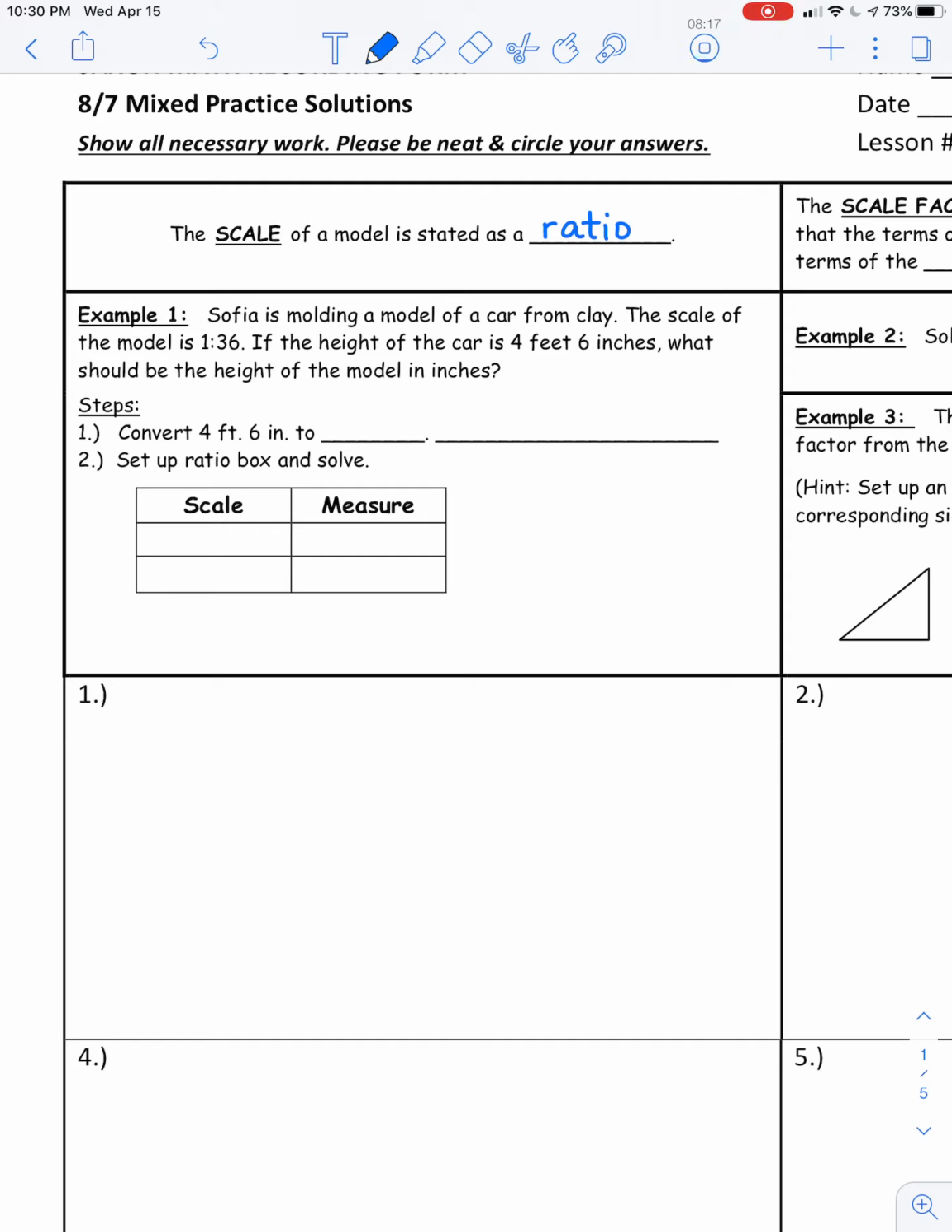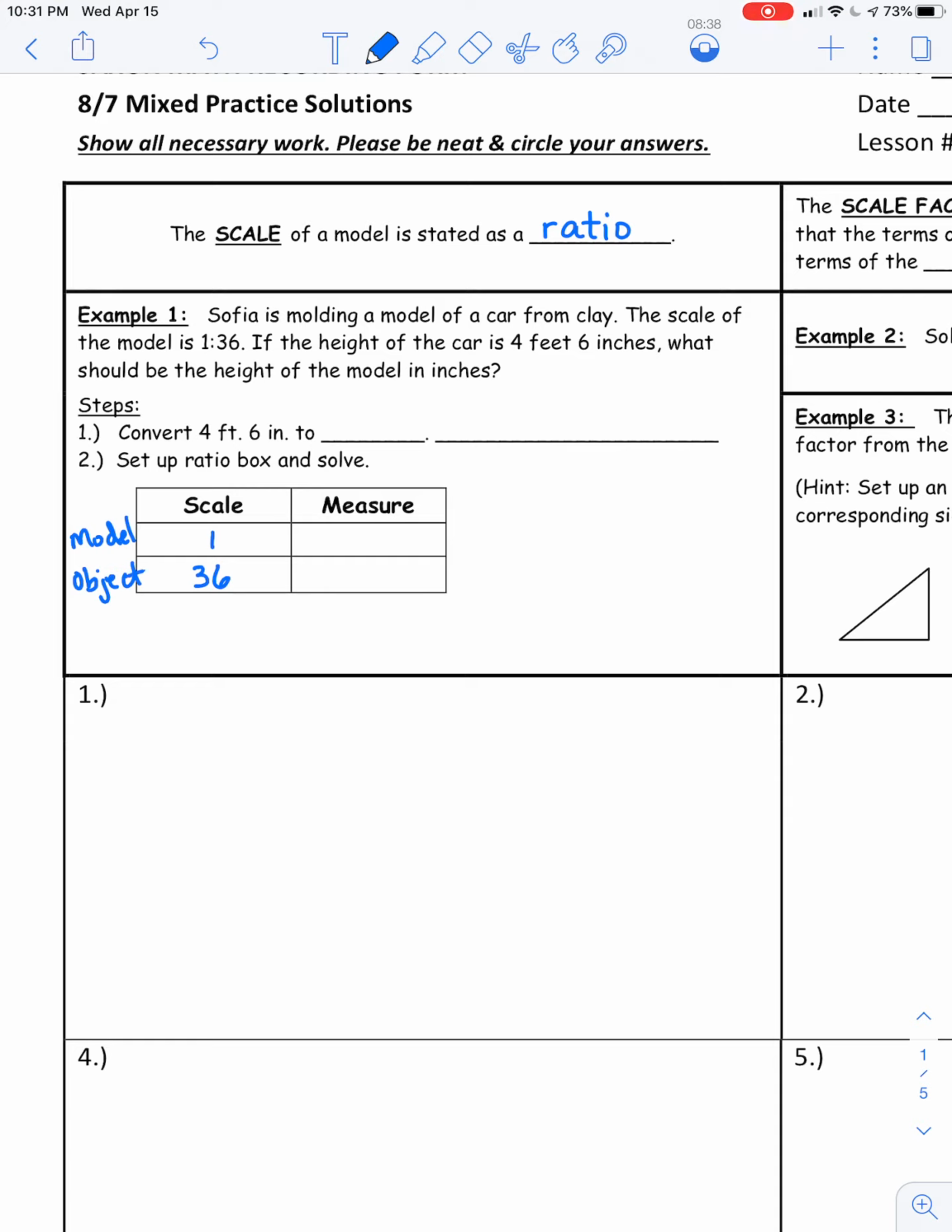All right, so the first thing that we need to do is we need to recognize that we're given our scale of the model is 1 to 36. So in our ratio box, we can go ahead and put 1 to 36 down here. Let's go ahead and on the outside, we're going to write model here, just like I did in my airplane one, and then the object here, which represents the actual object.